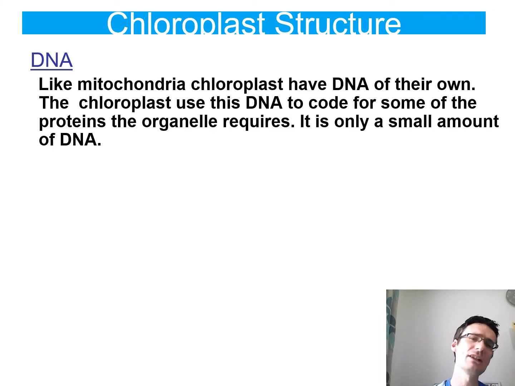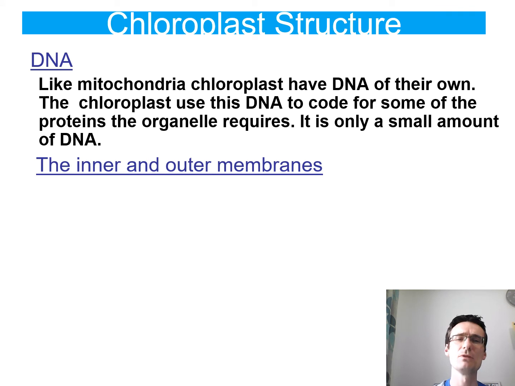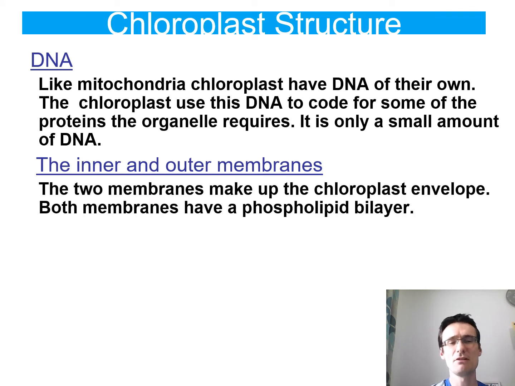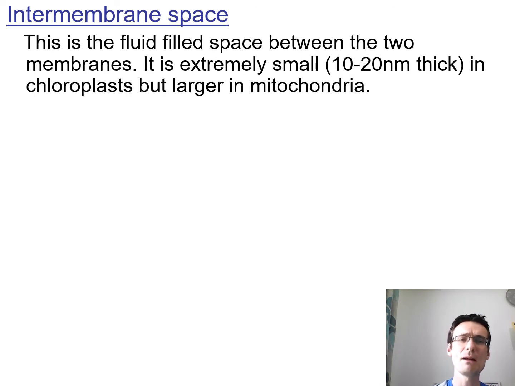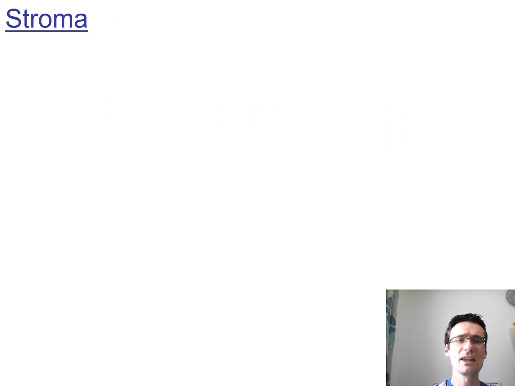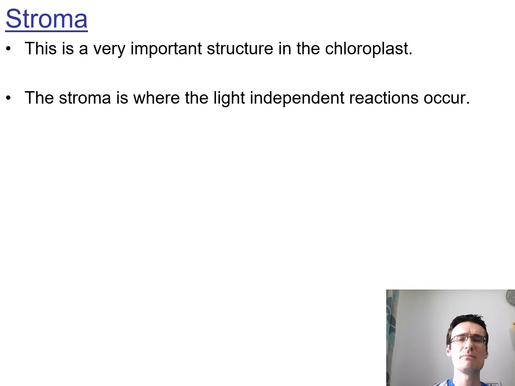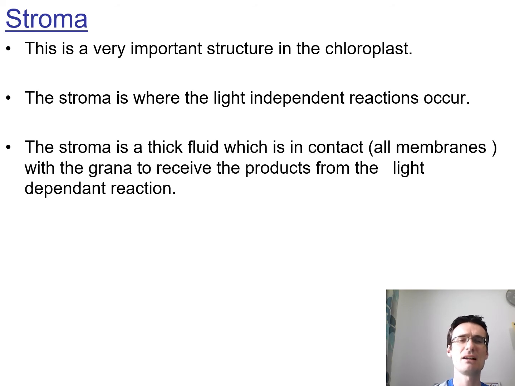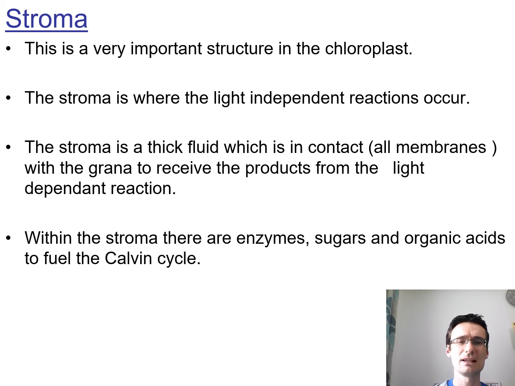Just really briefly, you can pause this if you want to look at it a bit more. Chloroplasts have their own DNA, like mitochondria. It's only required to make a small amount of proteins in the cell, so there's only a small amount of DNA. Inner and outer membranes are made of phospholipid membranes that allow proteins in and out. The intermembrane space is a fluid-filled space between the two membranes, and that's all you really need to know. Chloroplasts have ribosomes, proteins. The stroma is obviously a very important structure. It's where the light-independent reaction happens. It's got lots of chemicals inside it, which we'll talk about later on, and the reaction is known as the Calvin cycle.